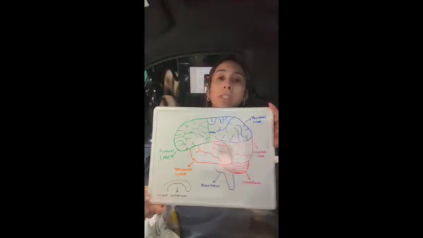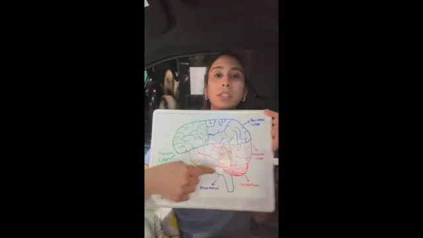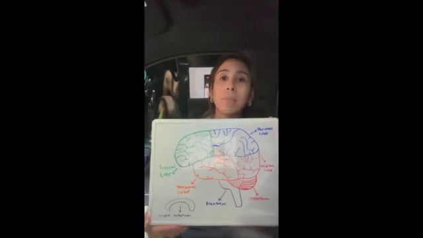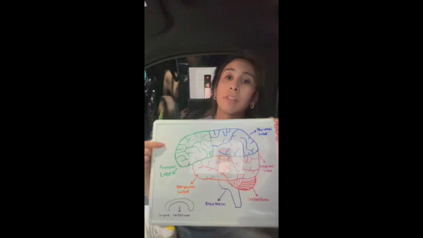The cerebrum is the biggest part of the brain. It includes the frontal lobe, the parietal lobe, the temporal lobe, and the occipital. The frontal lobe's function is decision-making, personality, and voluntary movements. That's why it is located at the front.